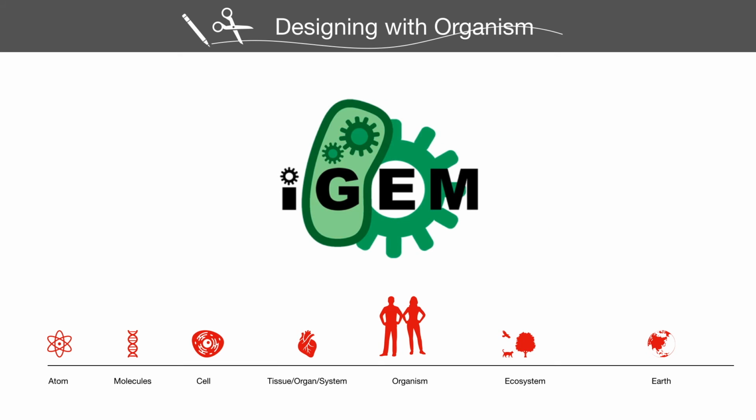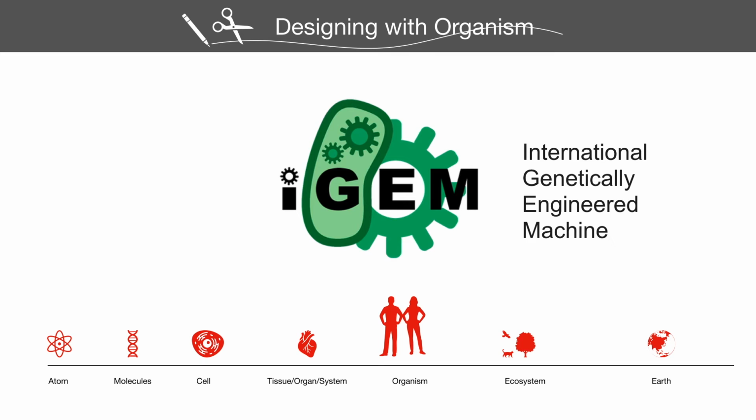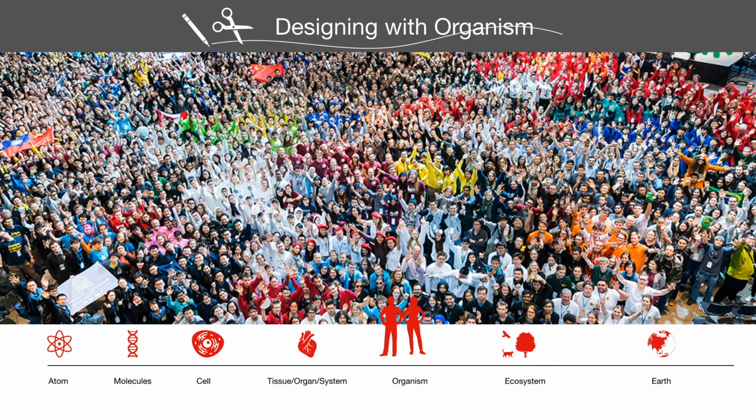There's also a community of people engineering living organisms. iGEM was actually born here at MIT. Now it's grown into an international movement called the International Genetically Engineered Machine competition. Not just researchers, but practitioners, scientists, artists, and students are working together to think about different ways we can engineer organisms for the benefit of society and the world.